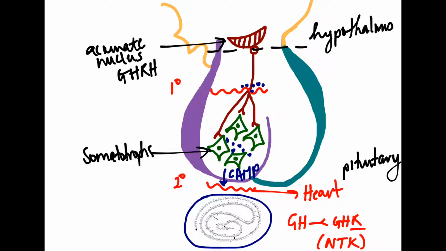So growth hormone is inhibited by feedback inhibition. So it's inhibited by growth hormone itself. It is inhibited by the somatomedins, or the insulin-like growth factors, and growth hormone is stimulated by hypoglycemia. Remember, growth hormone causes hyperglycemia by causing insulin resistance. So it makes sense that hypoglycemia will increase its release.